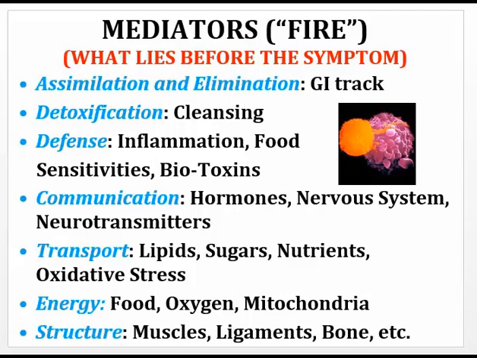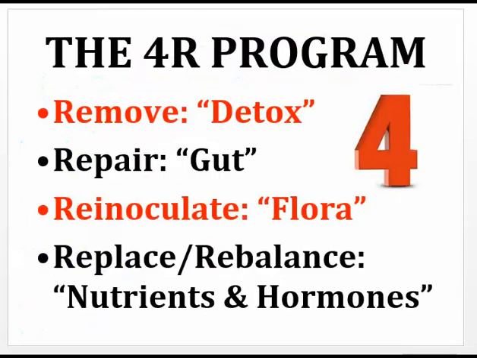We want to look at the energy production of the human body, especially in the mitochondria, where we burn glucose and we use oxygen to give us what's called ATP, or energy. And then, of course, the structural components like the muscles and the ligaments and the bones. So because the gastrointestinal tract is one of the primary areas that we address, we take this concept, what in functional medicine is called the 4R program, and apply it in a more broad or generic way.